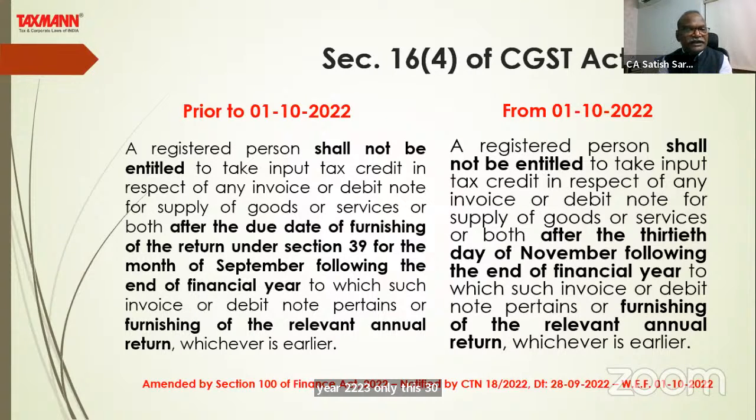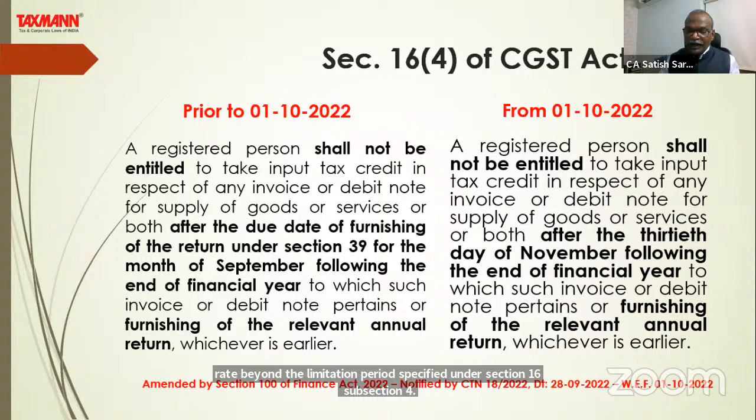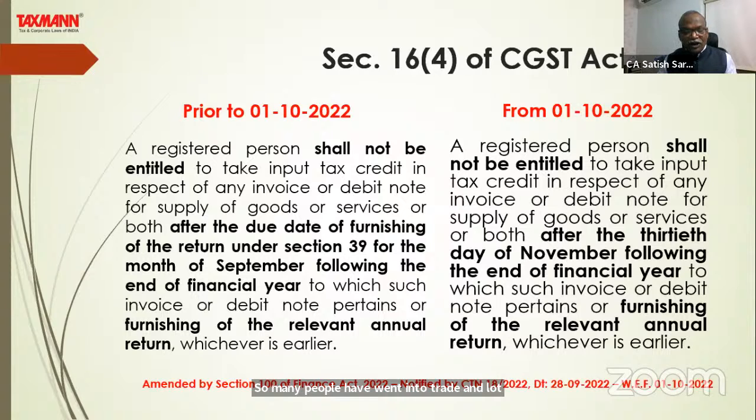That means for financial years 17-18 till 21-22, the due date or time limit is only 20th October. If I filed my March month return of 2019 on 21st October 2019, the department was denying my input tax credit, saying you have claimed your input tax credit beyond the limitation period specified under Section 16, subsection 4. So many people have gone into litigation, and a lot of people have been troubled with this provision.